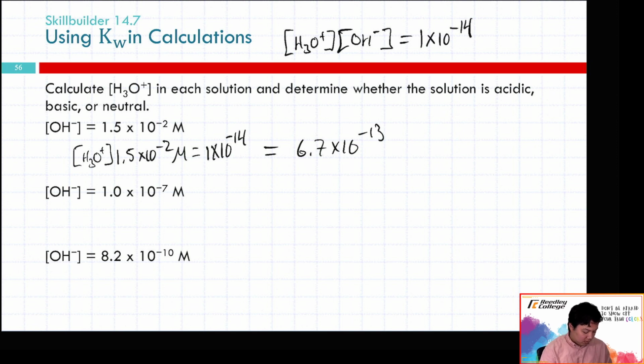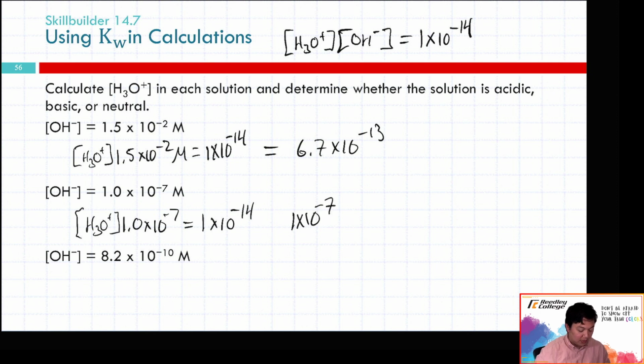And then if we do this next one, we have 1.0 times 10 to the minus 7 times H3O plus equals 1.0 times 10 to the minus 14. And then H3O plus, it's just the same thing. 1 times 10 to the negative 14 divided by 1 times 10 to the negative 7. My calculator didn't do it in scientific notation, but I didn't even really need to do the math on this one. It's 1 times 10 to the negative 7.